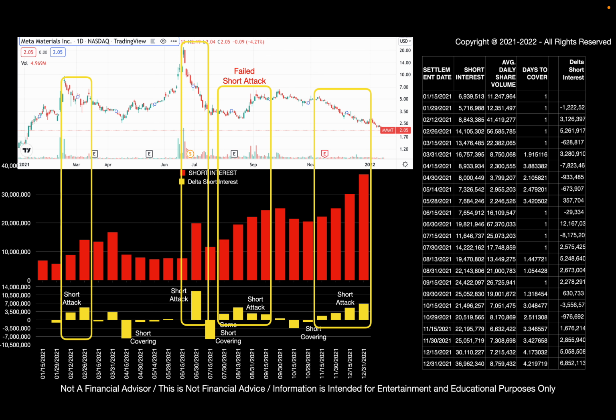Around November 15th, however, we see that the short attack there, which happened under low volume, as you know, had a devastating effect on the stock price. It dropped it from $5 a share all the way down to around $2.50 a share or so.